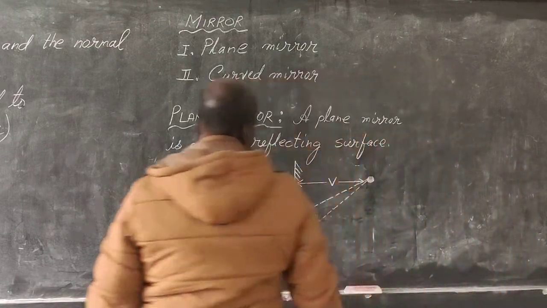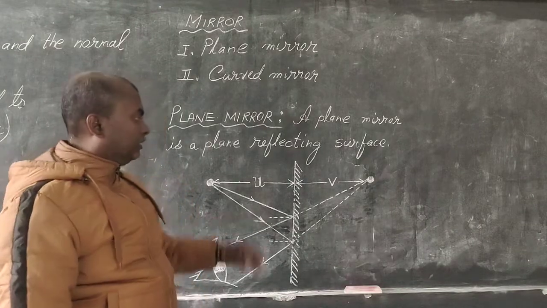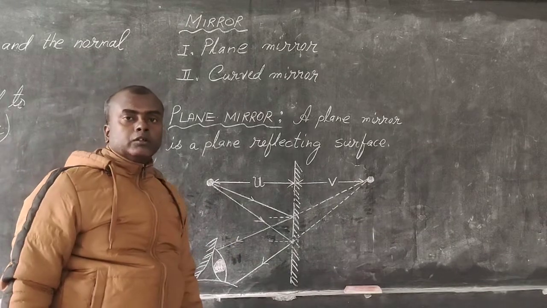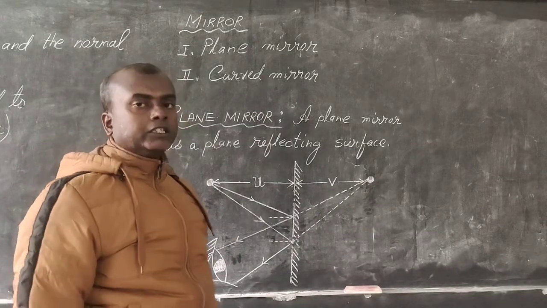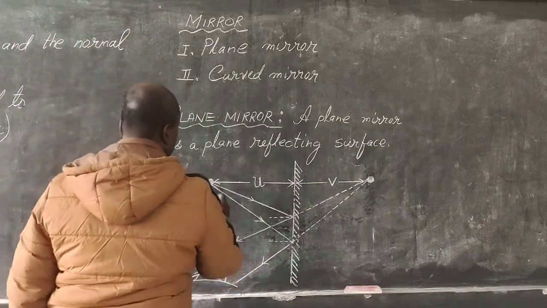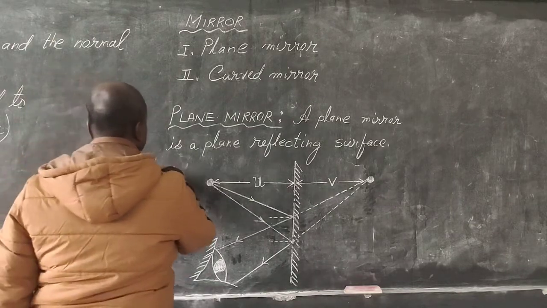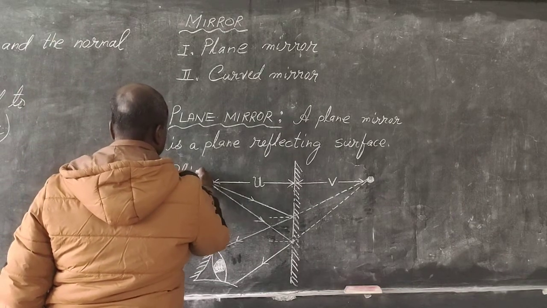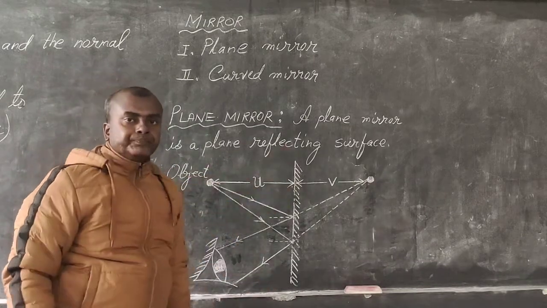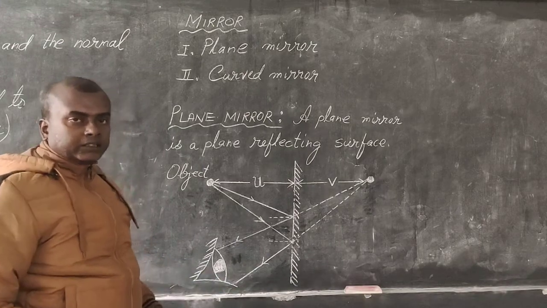Now I have drawn a ray diagram here. I hope it is clearly visible. I have drawn this ray diagram to show you how reflection occurs. In this diagram, this particular object is a point-size object. If this is kept in front of a plane mirror, this is the mirror I am talking about, let's see how the reflection takes place.